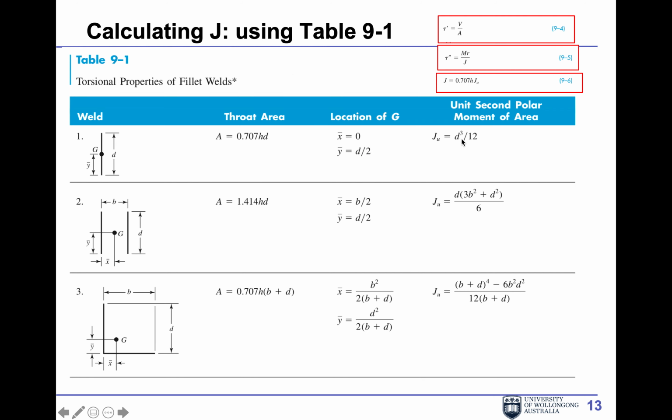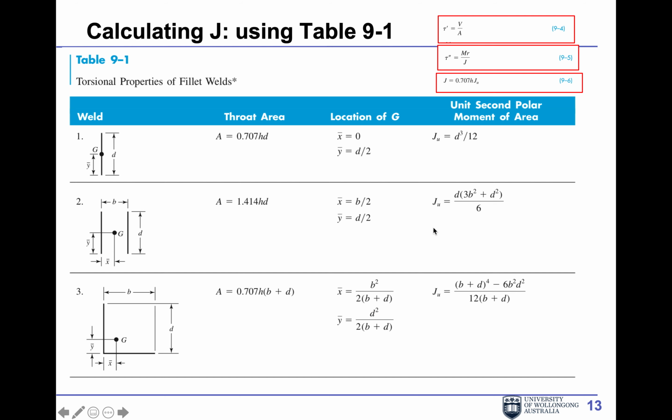This JU is in the table, and JU is the value when the weld size h is equal to 1. So if you find some welds in the table, make sure that for this one you have left and right, these two must be the same size in this case. If they are different sizes, like in the example, you can't really use the table, you have to derive it by yourself. So from here, you can calculate the centroid, so the basic centroid is in the middle.